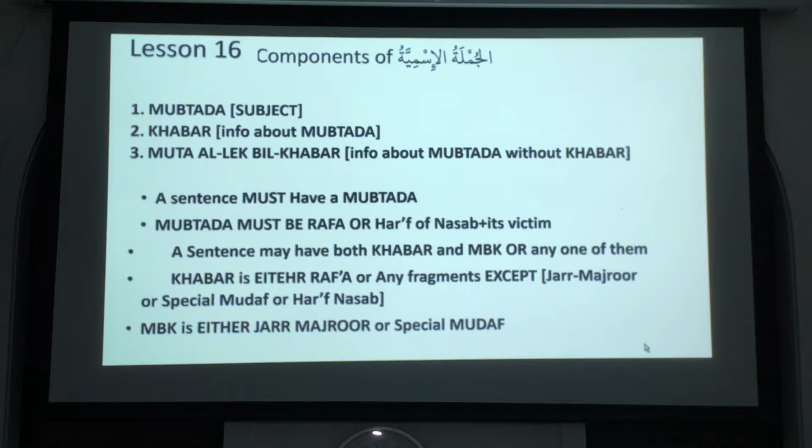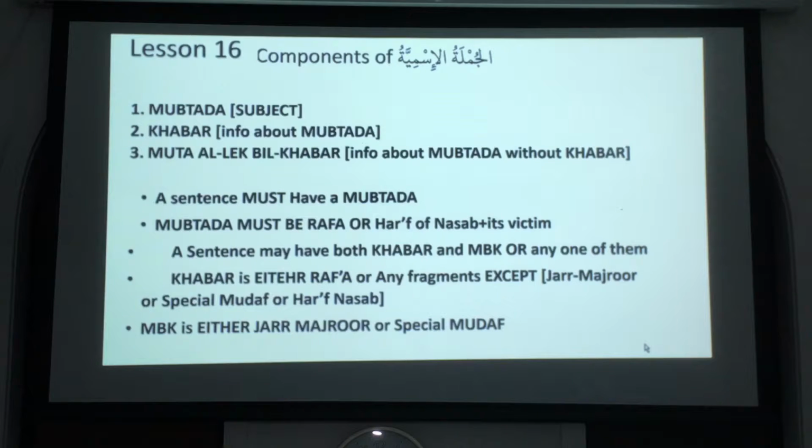Now, can I have 3, 1, 2? Yes, I can have 3, 1, 2. Can I have 2, 3, 1? Yes, I can have 2, 3, 1. Can I have 1, 3, 2? Or maybe 1, 2, 3, also the normal one? Yes, we can have all this. So this is what we're going to talk about today: the sequence of the components of Jumla Ismiya. These three things, how they come, what is the standard rule and what is the exceptional rule.